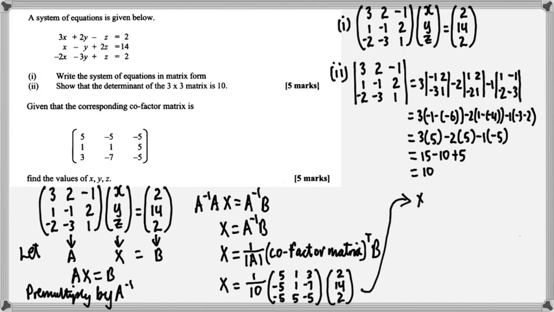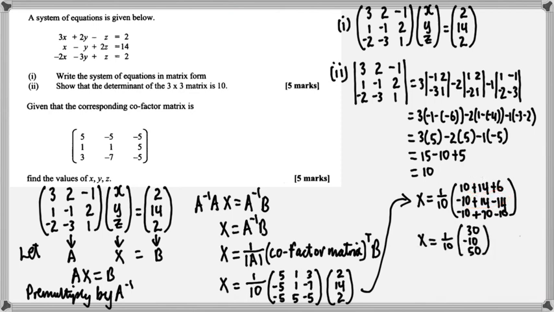And this is what we will have up here. So x would be equal to 1 over 10 multiplied by, if you multiply this by this, you should get this. Just check it out. If you multiply this by this, you will get this. And then this by this, you will get this. And lastly, we just add up these and see what we will get. We get 30, negative 10, 50. And then we just take this 1 over 10 and multiply it by each one of these terms.